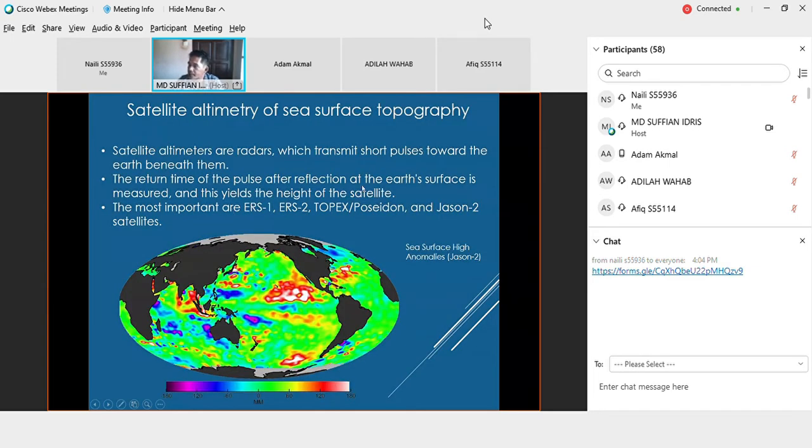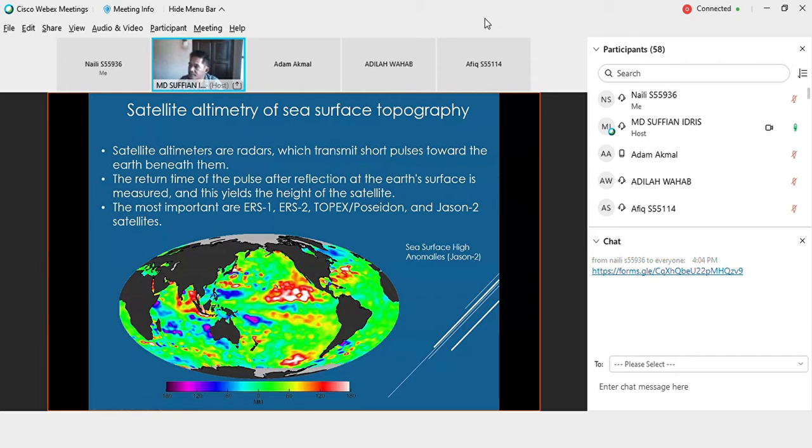And then satellite altimetry of surface topography. An altimeter is a radar which transmits short pulses towards the Earth's surface. The radar will transmit a pulse, and then measure the reflected pulse, or the reflected radar. The return time of the pulse after reflection at the Earth's surface is measured, and this yields the height of the satellite. That's why it is called satellite altimetry.